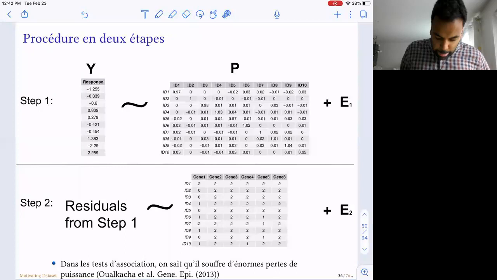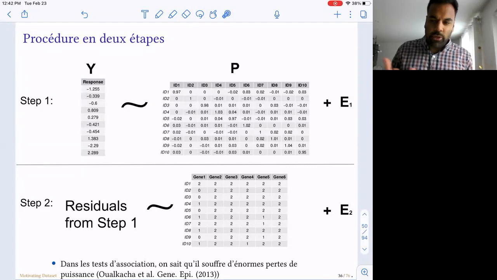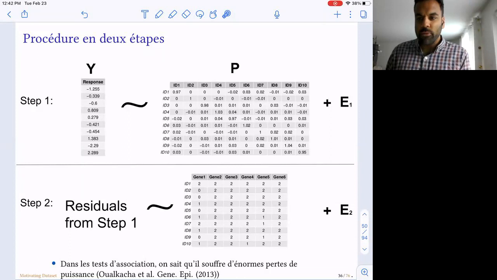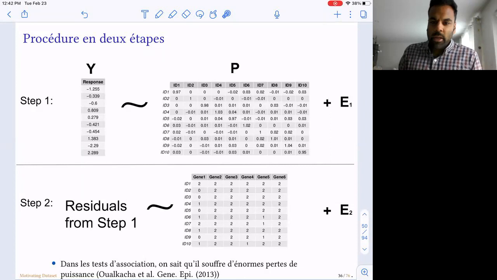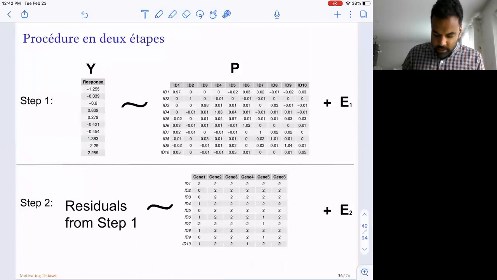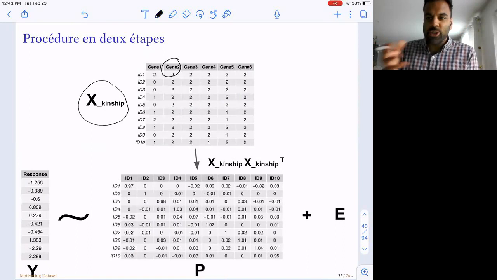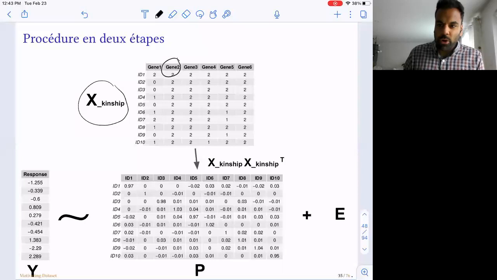There are a few issues here that we found, and they became more relevant as we got more into polygenic risk scores and polygenic models, where we're fitting many SNPs at the same time. It was basically the observation that, with this kinship matrix that I'm using, if gene 2 is causal, so it's associated with my response, because it's being adjusted for in the second stage, the effect of gene 2 on my response gets completely removed.